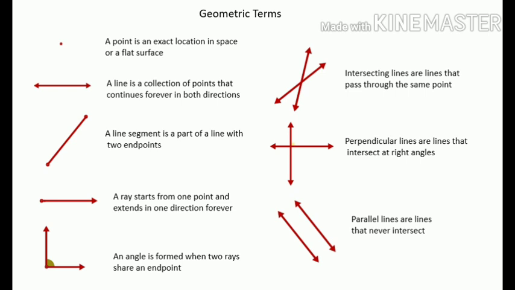Sixth, intersecting lines. Intersecting lines are lines that pass through the same point. Means when two lines intersect each other, they form the point of intersection. Seventh point, perpendicular lines. Perpendicular lines are lines that intersect at a right angle. Means when two perpendicular lines intersect each other, they definitely form an angle of 90 degrees. The last point, parallel lines, are lines that never intersect each other. For example, a railway track.